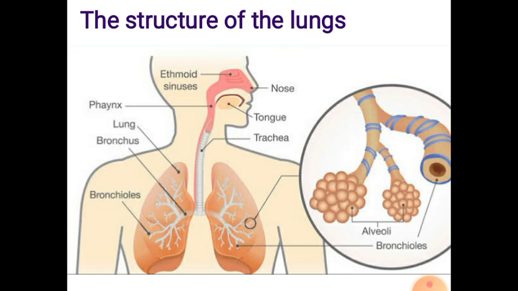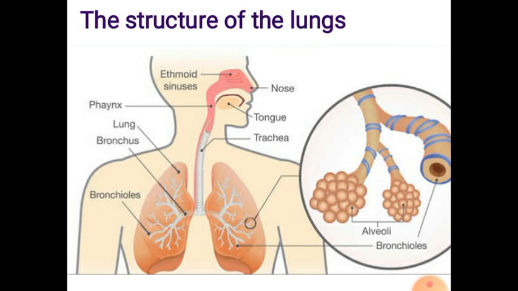The trachea divides into two smaller tubes called bronchi, and one of these goes into each lung before dividing further into smaller tubes called bronchioles. Okay, first of all there is the trachea, and it is further divided into two smaller tubes called bronchi, and these bronchi are divided into further smaller tubes called bronchioles. And after this, the bronchioles further end in tiny thin-walled air sacs called alveoli.